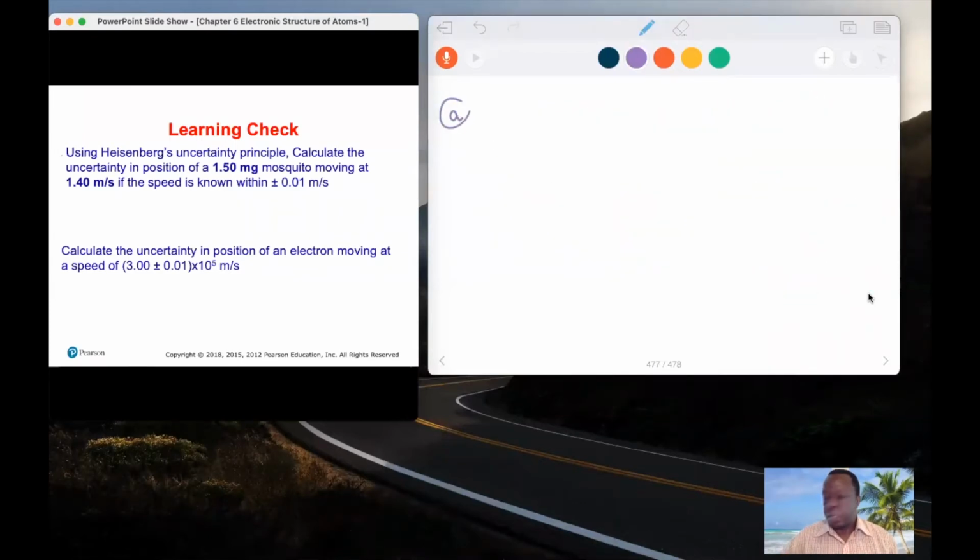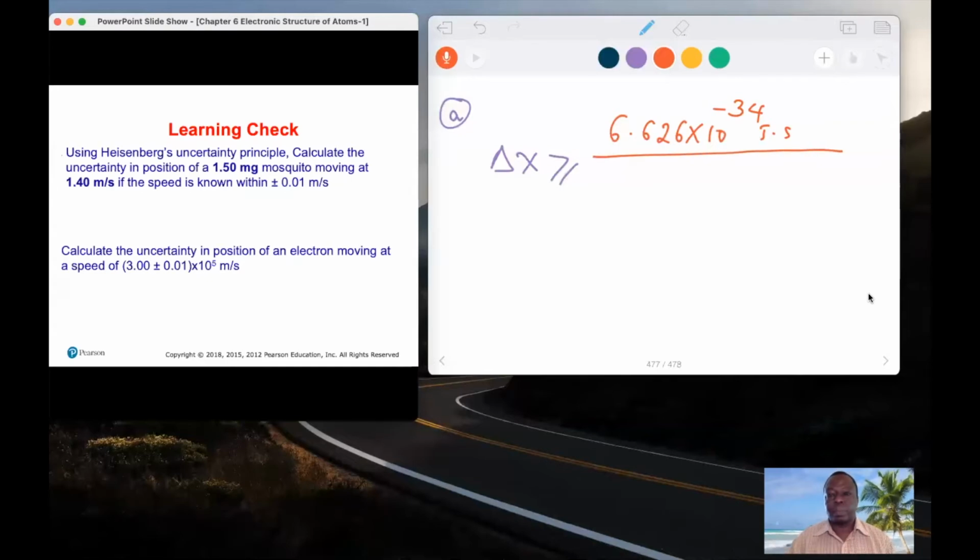For A, delta X, that is uncertainty in position, is greater than or equal to 6.626 times 10 raised to negative 34 over 4 times 3.14 times mass times uncertainty in velocity. Or rather, first of all, let's see the mass.